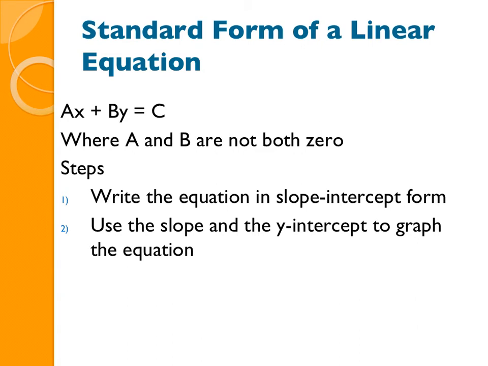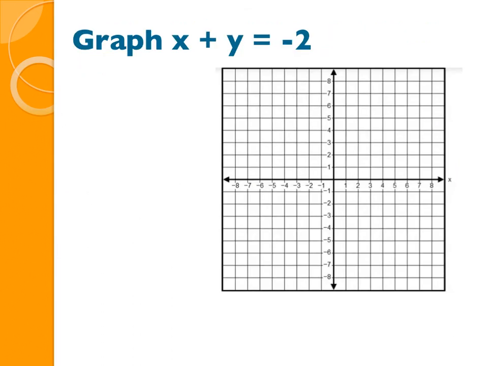Standard form of the equation is ax plus by equals c, where a and b are both not 0. So the steps are to write the equation in slope-intercept form. So basically we are solving for y. You want it to look like the y equals mx plus b form. Then use the slope and y-intercept to graph the equation.